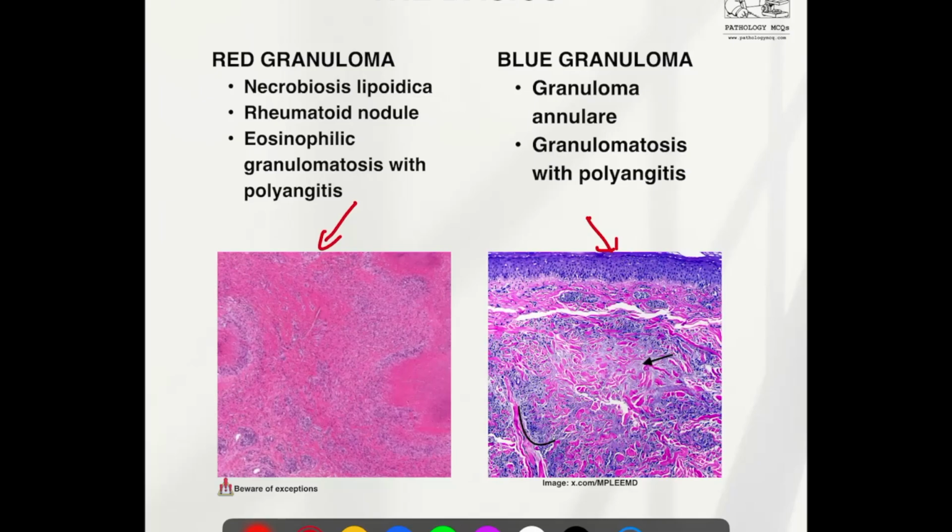Whenever you see a reddish appearing palisading necrobiotic granuloma at lower power, these are a few causes you can think of: necrobiosis lipoidica, rheumatoid nodule, and eosinophilic granulomatosis with polyangiitis, previously known as Churg-Strauss disease. When you see a bluish colored granuloma, these are a few conditions you can think of: granuloma annulare and granulomatosis with polyangiitis, previously also known as Wegener's granulomatosis.